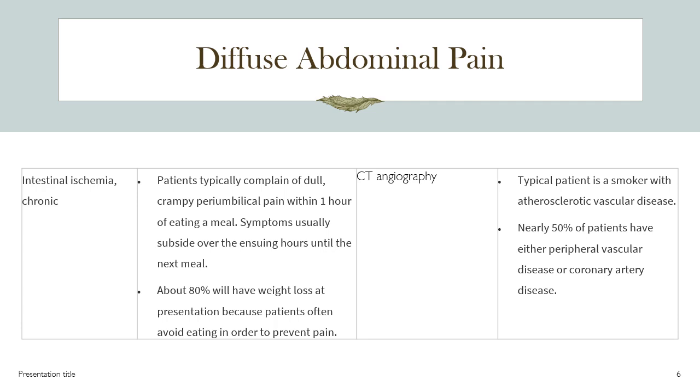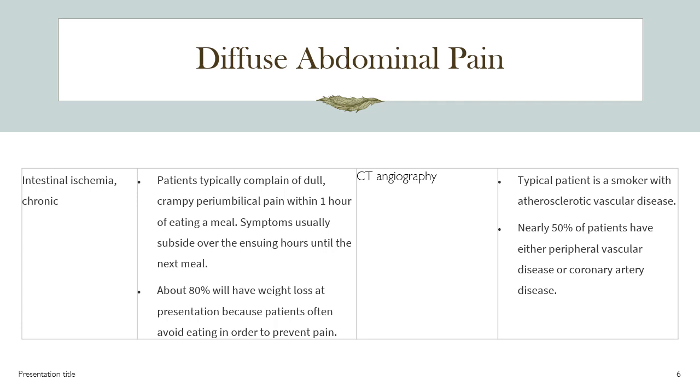Patients have concomitant weight loss and cachexia because people avoid eating in order to prevent the pain. So again, how will you investigate it? You will order CT angiography. Typical patient is a smoker with atherosclerotic vascular disease.